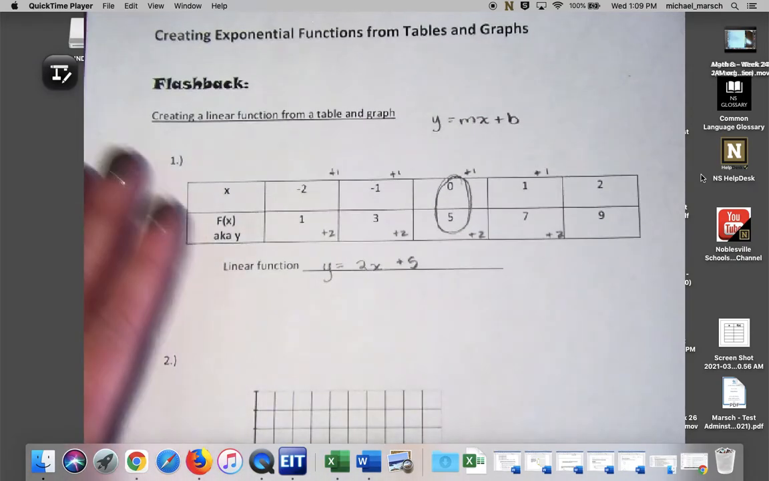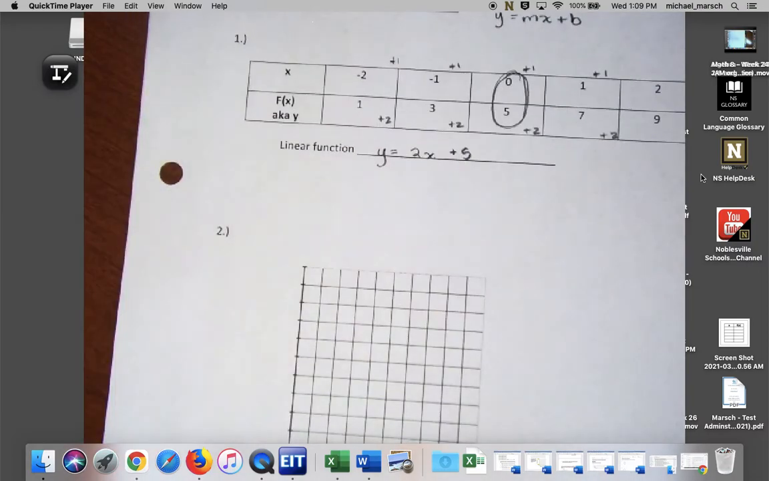Okay. So then if I were to give you this graph, and let me make sure I use the same one that I did for the other class.